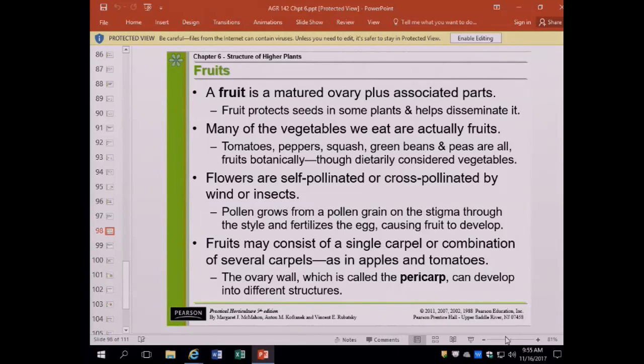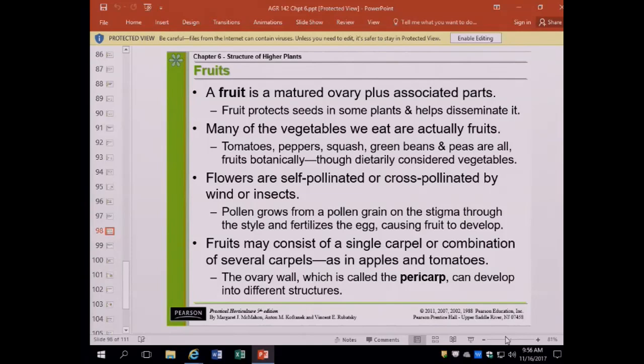Okay? It says flowers are either self-pollinated or cross-pollinated by wind or insects. The pollen grows from an individual grain down through the stigma and style to fertilize the egg, causing the fruit to develop. Now, fruits may have a single carpel. That's what we were talking about with the peach or the apricot or the nectarine. Or it may have several carpels, as we talk about with the apples or the tomatoes.